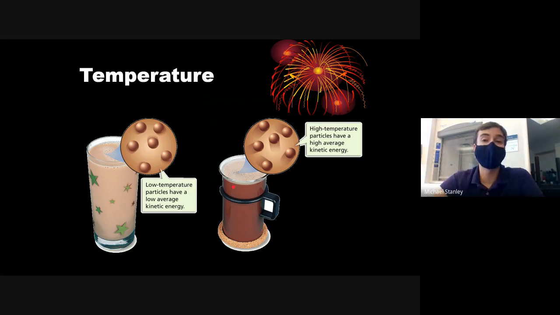Like when you're heating something up on the stove, you've got the heating element underneath it, right? Whether that's a natural gas fire or an electric heater. But that energy is going into the sauce or milk or whatever it is that you're heating up and is being transferred to these particles in order to make them move faster and faster. So low temperature means the particles are moving slow. High temperature means that the particles are moving fast.